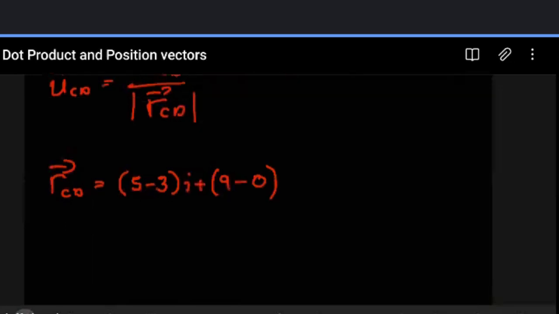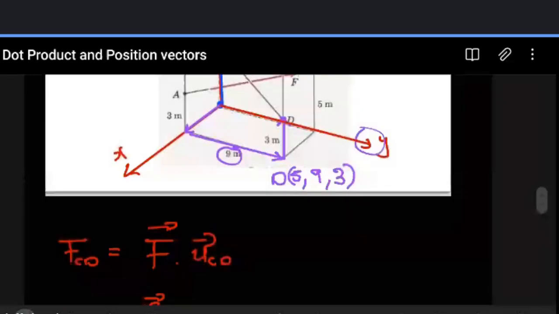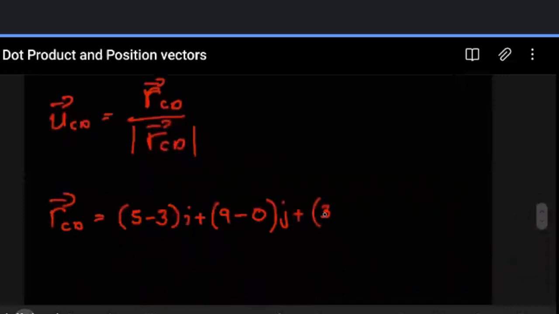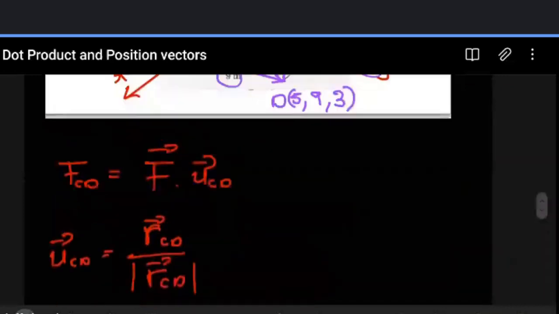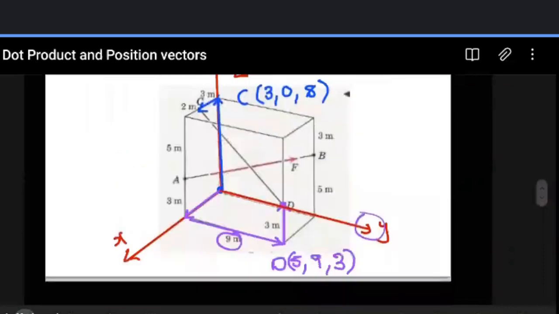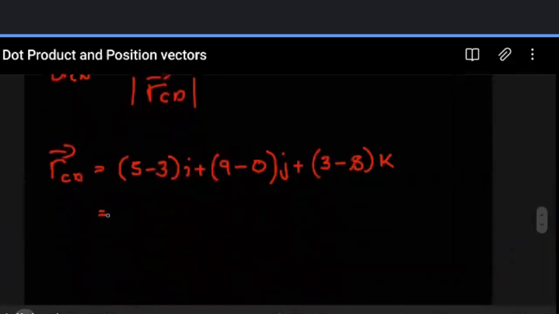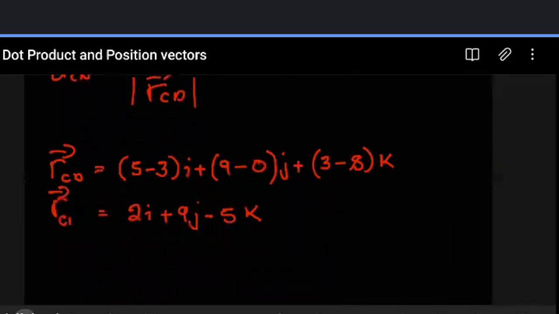Then next, so this is in the J direction. Then plus, we check again the next one. The final in the Z is a 3, so you have a 3 here, minus, for C, the starting point, that's 8. So we have 8 here. So this is K. So we simplify this. We get a 2 here. This becomes plus 9. This becomes minus 5. Okay, this becomes the position vector pointing from C to D.